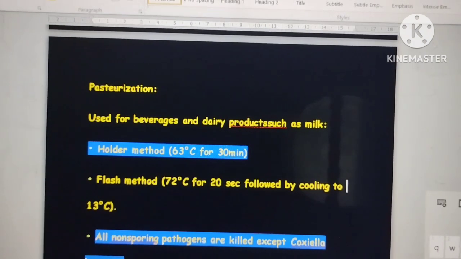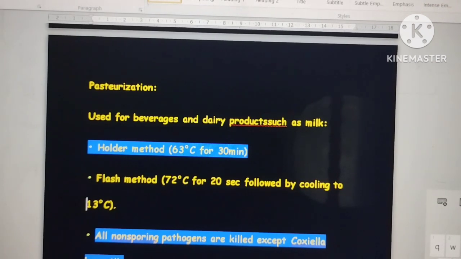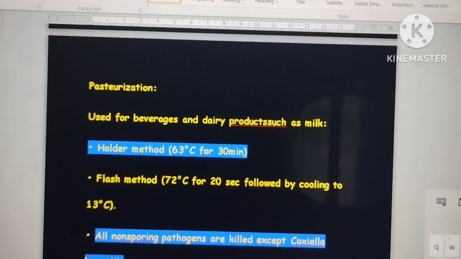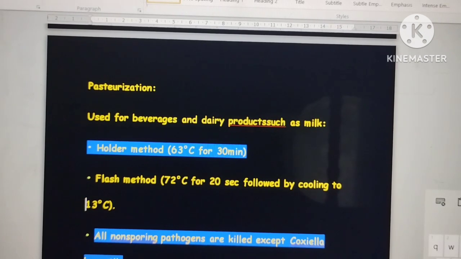You want to remember the temperature for the Holder method. You can remember it like this: Holder means holding, like in old age, when you need a person's help to walk, or you use a walking stick. The old age most commonly is about 60 to 63. So you can remember it like that.